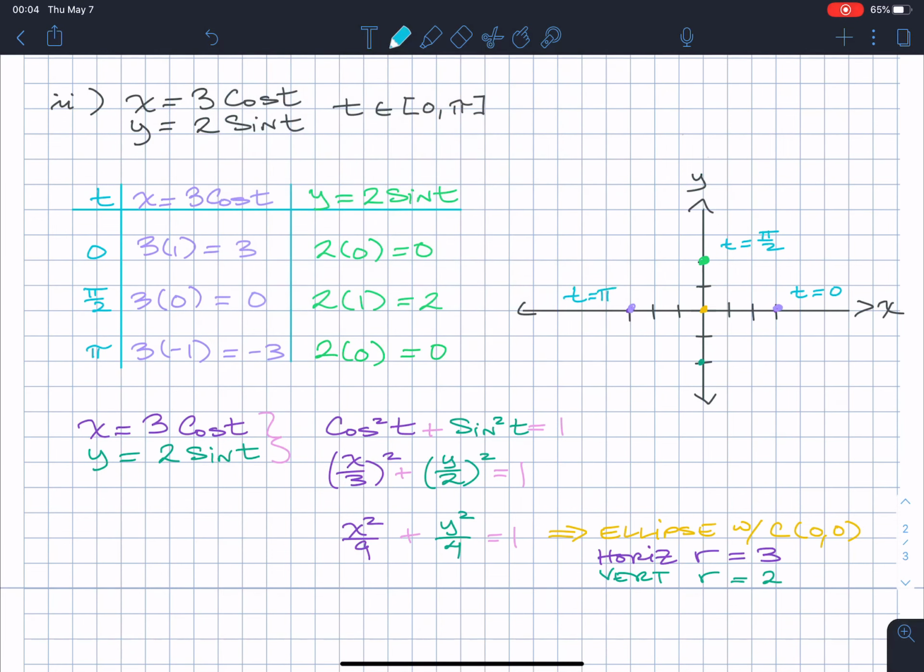So actually, I'm only allowed to have the top part of this ellipse, and the direction that t induces is from right to left, or counterclockwise. Okay, and how about we call this a semester? That's it.